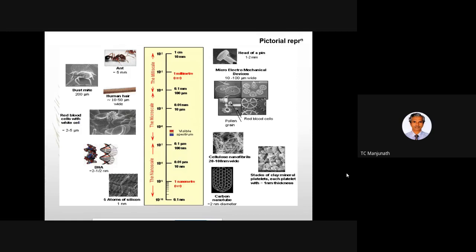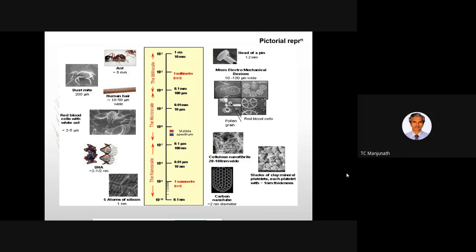The head of a pin, that is the safety pin, which is 1 to 2 nanometer, and carbon nanotubes. As I already told you yesterday, silicon and germanium are day by day vanishing, and the new semiconducting material called carbon nanotube is gaining more and more importance. So this is the scale, from the millimeter scale to the micro scale, and then to the nano scale.